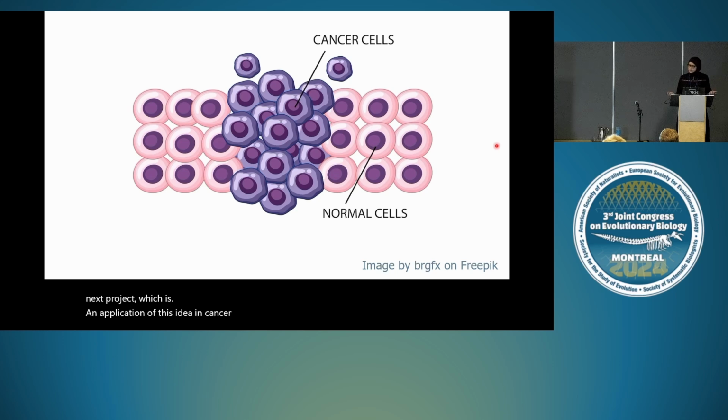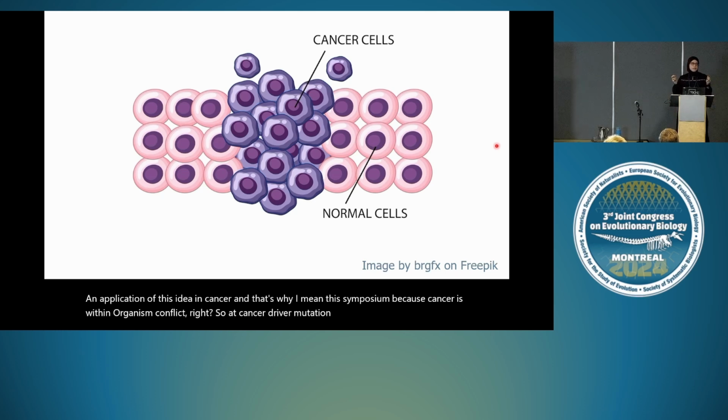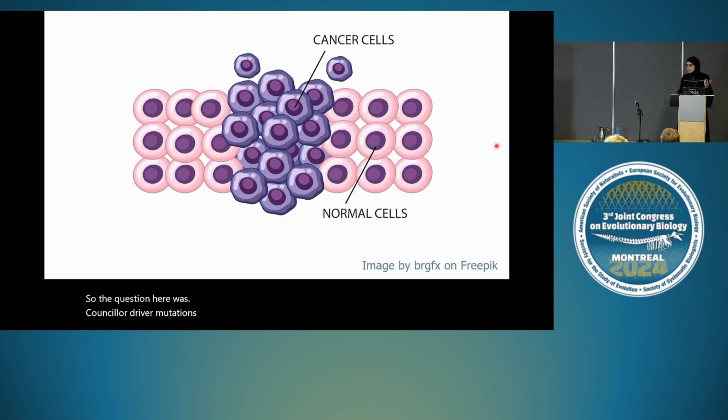And that's why I'm in this symposium, because cancer is within-organism conflict, right? So a cancer driver mutation is beneficial from the selfish cell viewpoint because it increases its fitness. It allows it to outgrow normal cells, but it can lead to the death of the whole organism, right? So the question here was, cancer driver mutations are rare in normal cells. So were they accessed by cancer cells simply because cancer has a higher mutation rate, or is there also a change in the bias that enhanced this access?